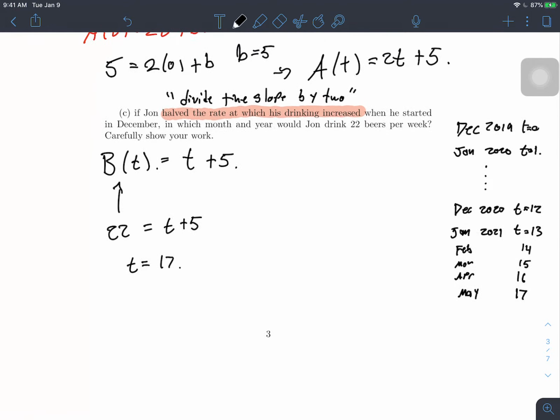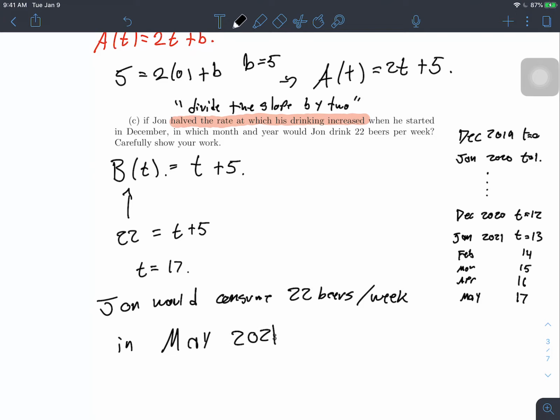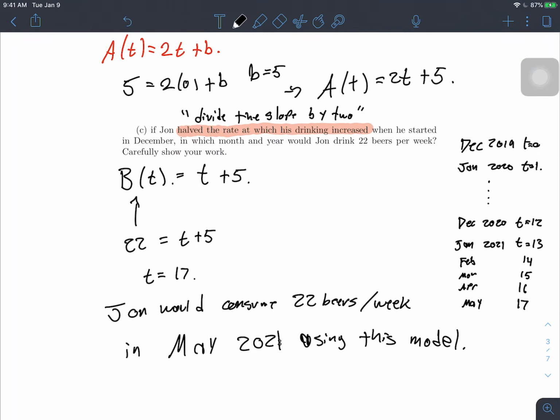So the answer is John would consume 22 beers per week in May 2021 using this model. And that's how we would answer that question.